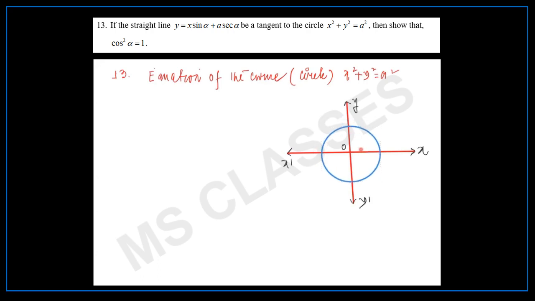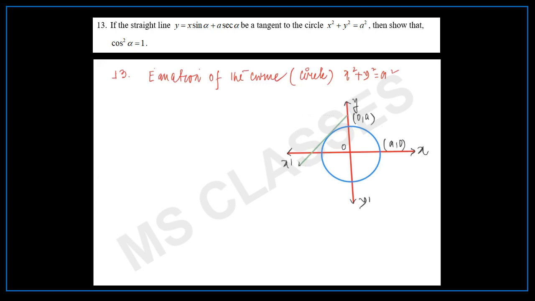This is the circle equation, which is x square plus y square equal to a square. So this point we can say as a comma 0. This is 0 comma a. Now we have said that there is a line which is touching the circle and it is a tangent.